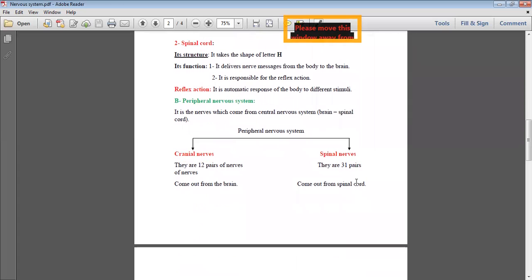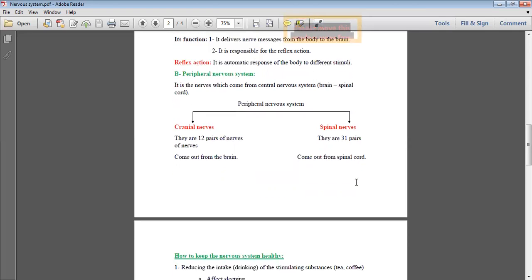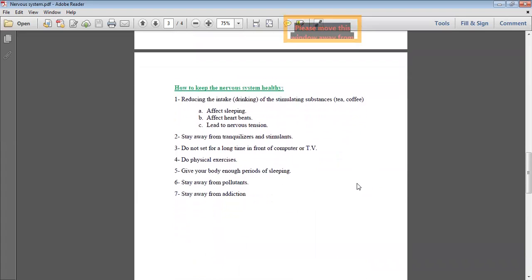Now the peripheral nervous system, it is the nerves which are coming out from the central nervous system, which is the brain and the spinal cord, okay? The nerves coming out from the brain are called cranial nerves, and the nerves that are coming out from the spinal cord are called spinal nerves. We have 12 pairs of cranial nerves, while we have 31 pairs of spinal nerves.